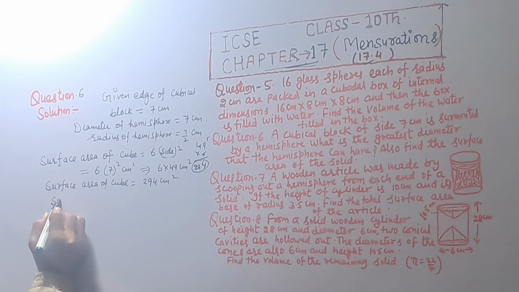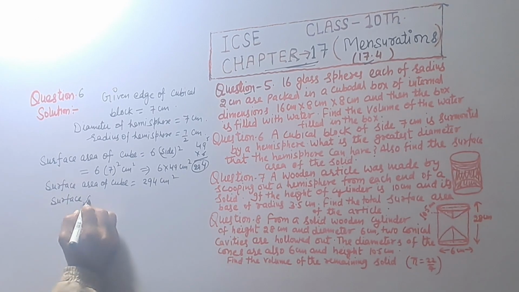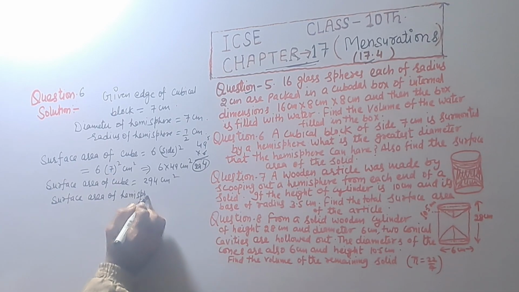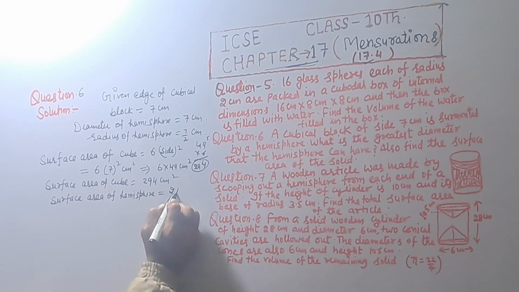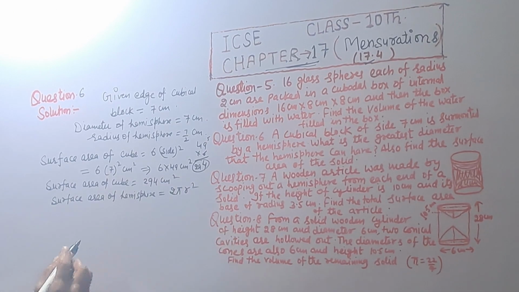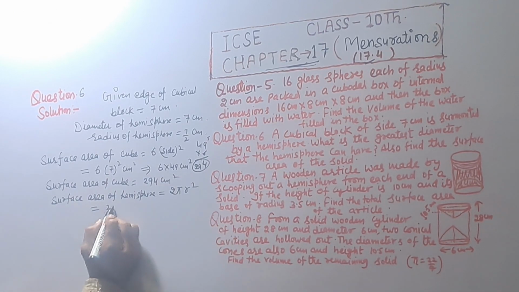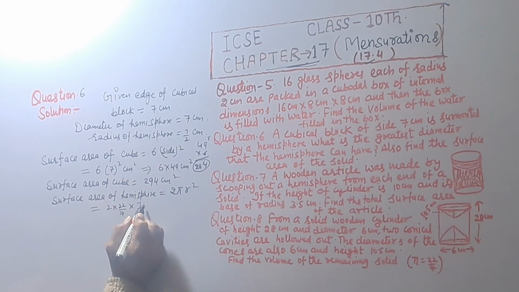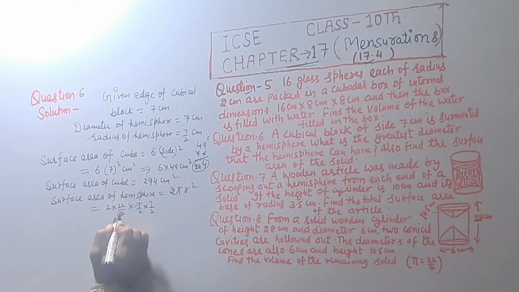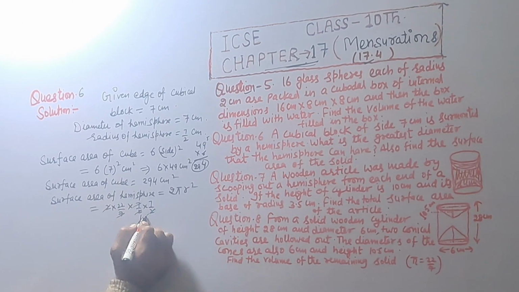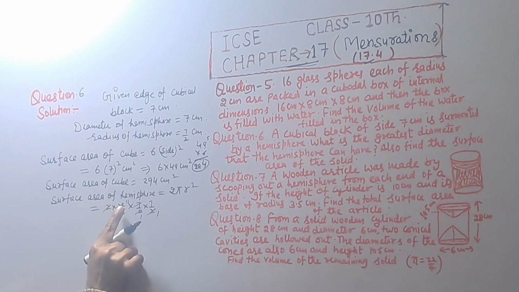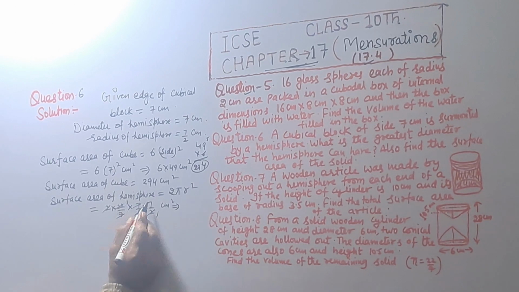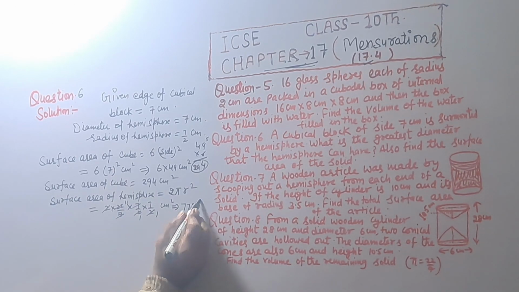And surface area of hemisphere, that is equal to 2 pi r square, equal to 2 into 22 upon 7 into radius is 7 upon 2 into 7 upon 2. This 2 is cancelled. 2 1s are 2 and 11 2s are 22. We get 77 centimeter square.